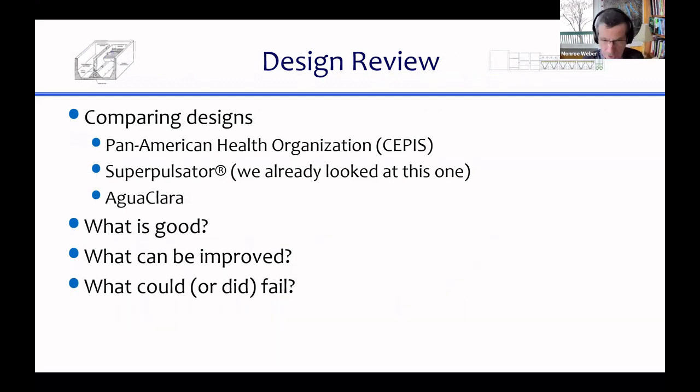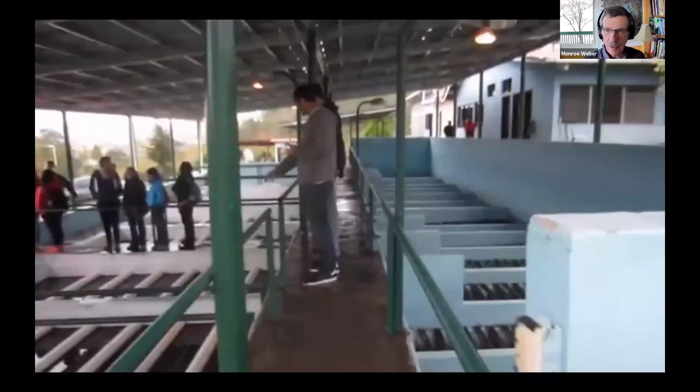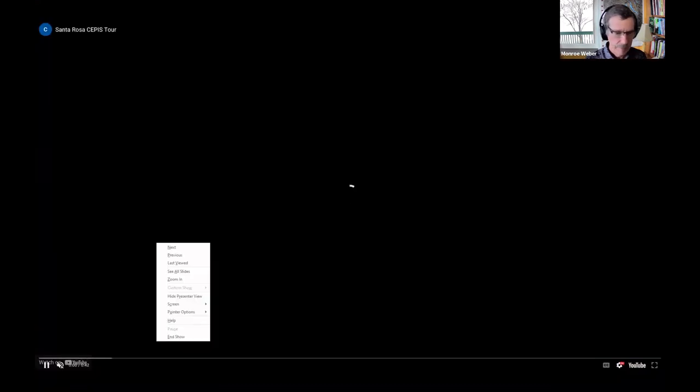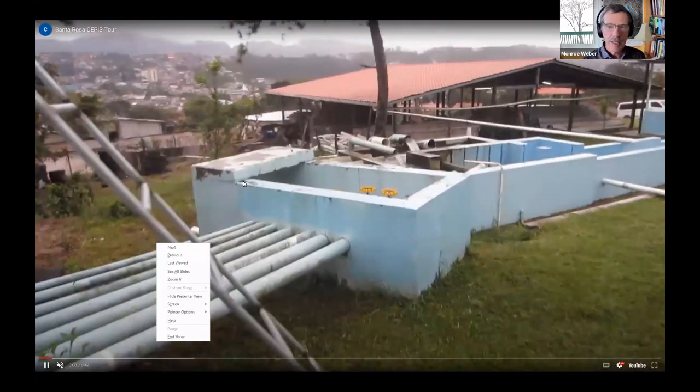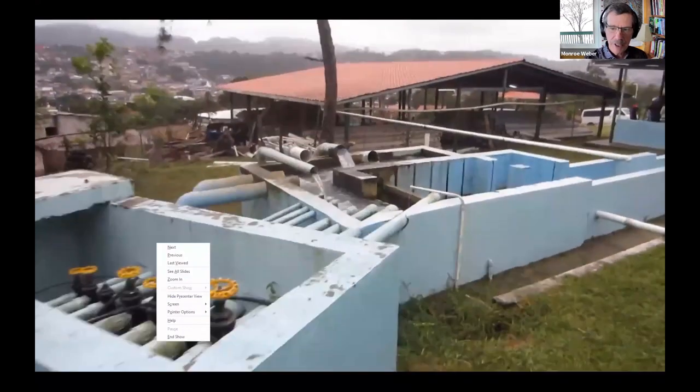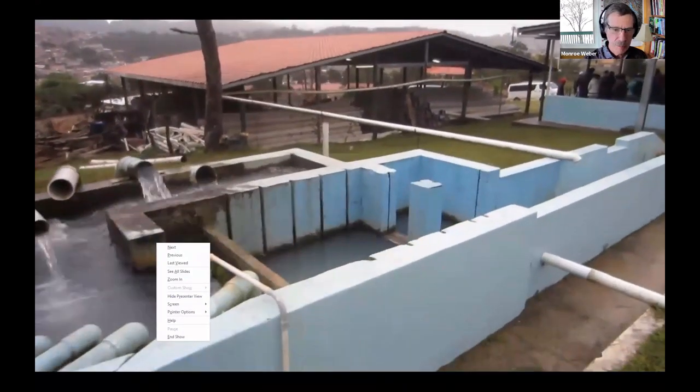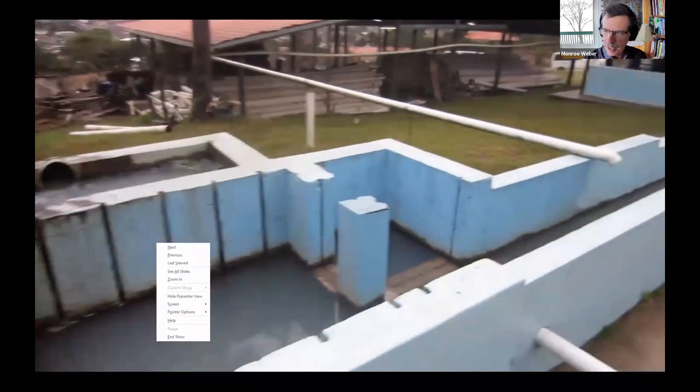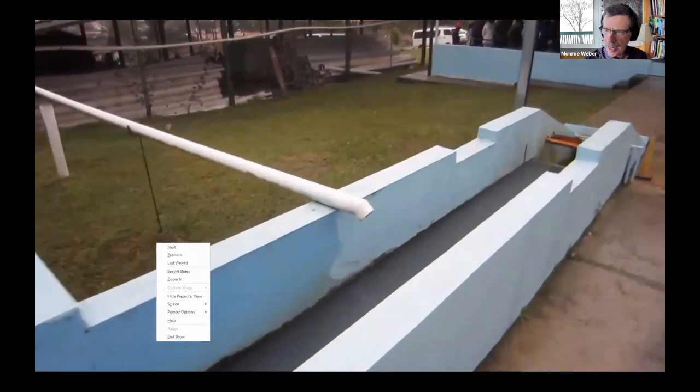So now some play. We're going to compare some designs. So first one, this is a CEPI's plant. This is designed by the Pan American Health Organization. This is water from multiple sources coming into a plant. And right along here somewhere, they're going to be adding coagulant.